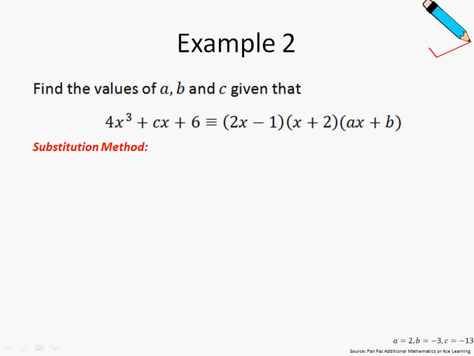In today's video, we'll be moving on to more examples in Chapter 4.2 Identities. So in example 2, we are asked to find the values of a, b, and c, given that this identity is true. Over here in this example, you realize that you're staring at a new symbol.